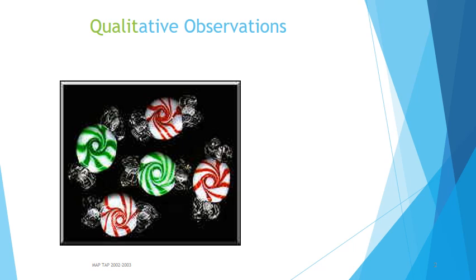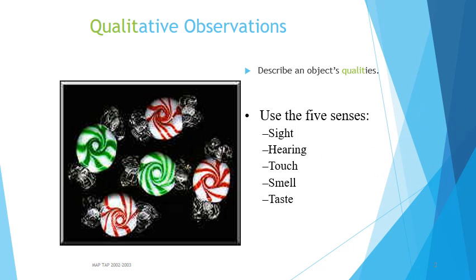Okay, qualitative observations. There are two types of observations, and this describes the object's quality, and it uses the five senses. These are based on facts. So you can go ahead and pause the video right now and write down this information.